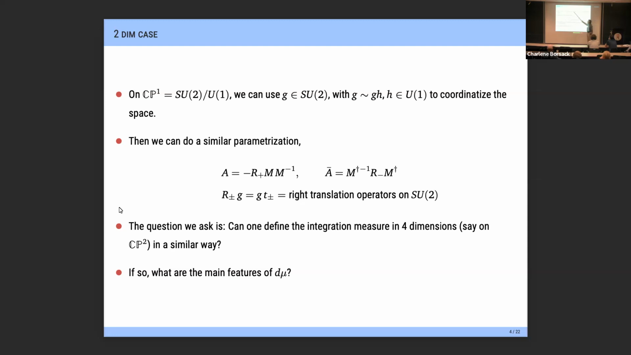We can use an element of the group SU(2) to coordinatize the space with, of course, the identification that g and gh, where h is in U(1), correspond to the same point. A similar parameterization to what I showed you in the previous page, namely this, can be done where R plus and R minus are translations on CP1, realized, if you like, as the right group translations on the group element which coordinatizes the space. The question we want to ask here is, can one do something similar in 4 dimensions? And if we can, what are the kind of features that would emerge, what would be interesting?